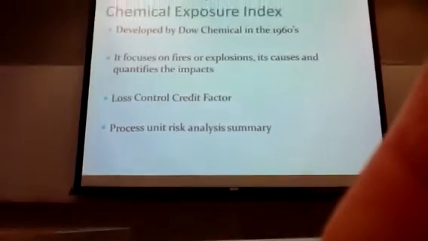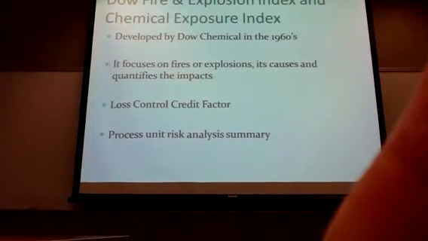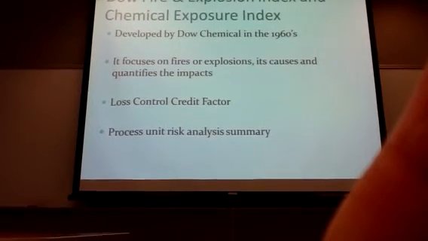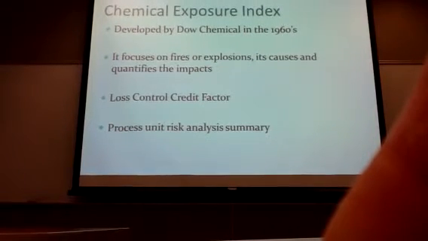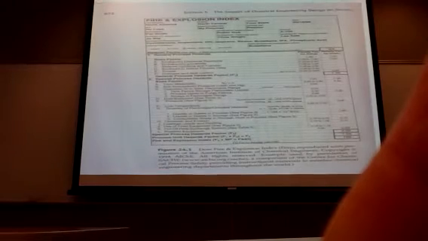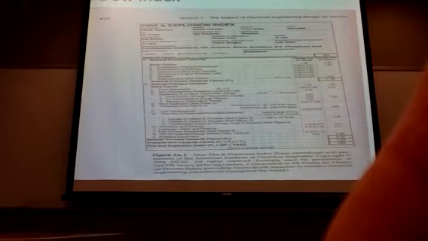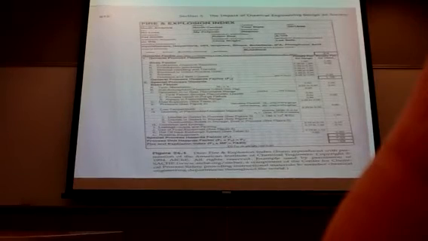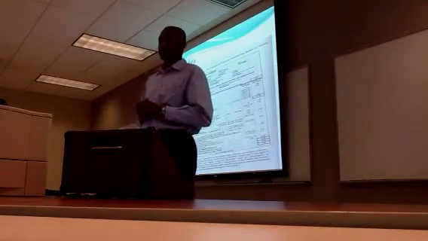Then there's the Dow Fire and Explosion Index and Chemical Exposure Index. Actually, this was developed by the Dow company in the 1960s, and it focuses mostly on fire and explosion, its causes, and then quantifies its impact. So the fire and explosion index is just like what we have on the board. It looks into a process, and then it tends to quantify or define the possible causes of fire and explosion in an industry.